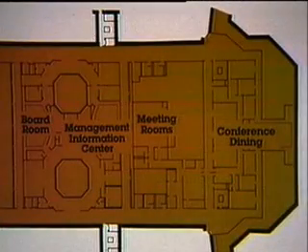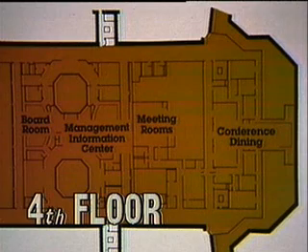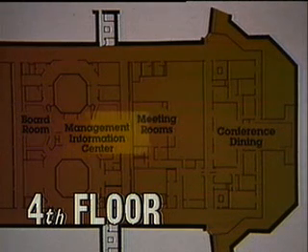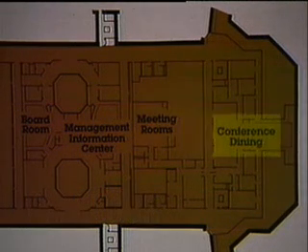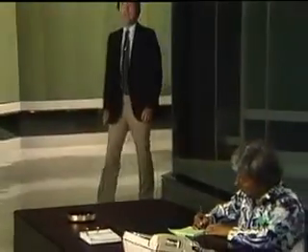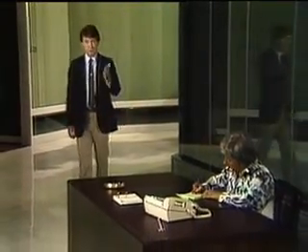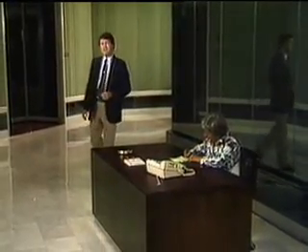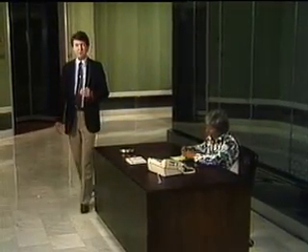The last area of Center Core to see is the 4th floor, which serves Carbide's senior management. Located here is the boardroom, a management information center, 3 special meeting rooms, and the conference dining suites. This is the reception area outside the boardroom and the Management Information Center. The Management Information Center is a specially designed, computerized conference room for upper management presentations. In here is the boardroom. Let's take a look inside.